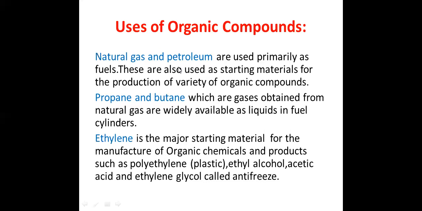And ethylene is the major starting material for the manufacture of organic chemicals and products such as polyethylene, which is also called plastic, ethyl alcohol, acetic acid, and ethylene glycol, which we use as an anti-freezing agent.